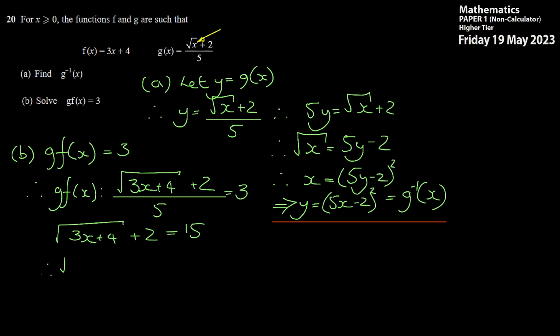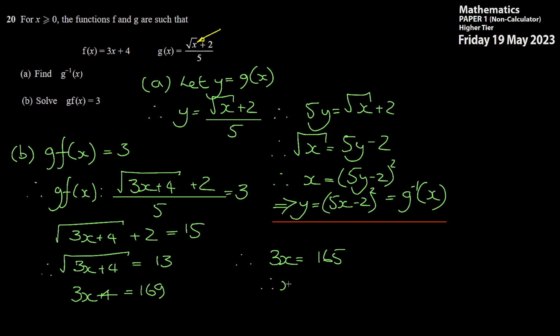So therefore the square root of 3x plus 4 is equal to 13. To get rid of the square root, I'm going to have to square both sides, and I get that 3x plus 4 is equal to 169. So moving up here, therefore 3x is equal to 165, and therefore x is equal to 55. And there is the answer.